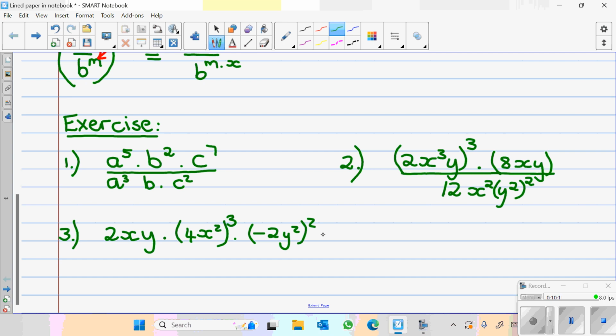Okay, I'm only going to leave you with these three sums. Try them, and then in the next video, I will show you the solutions to how we obtain the solutions to this.